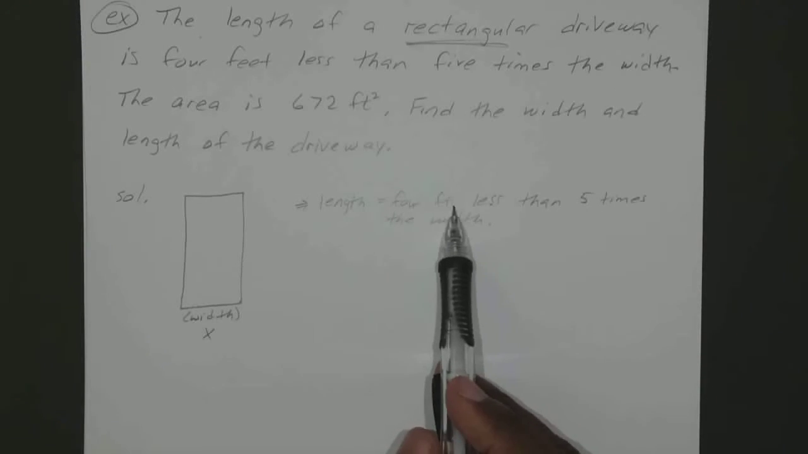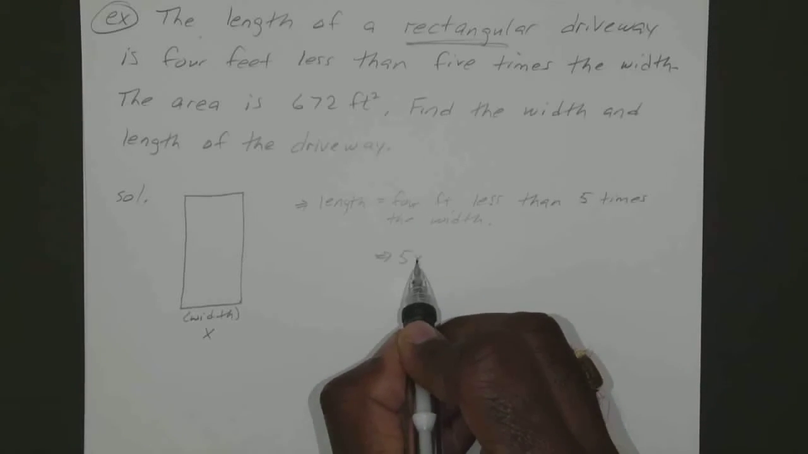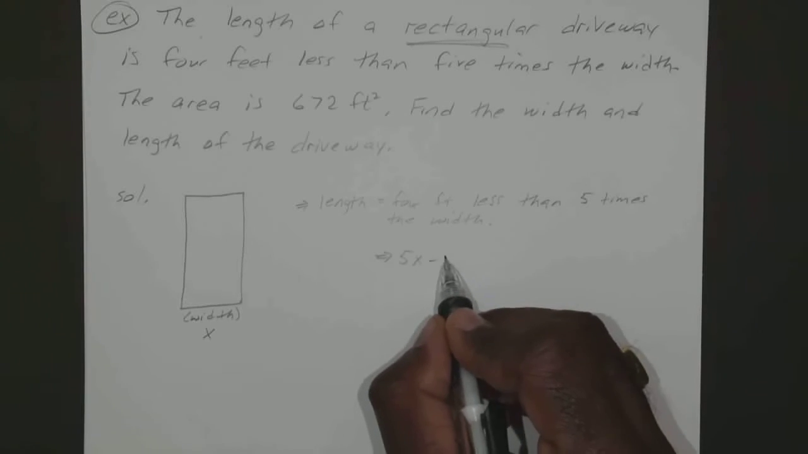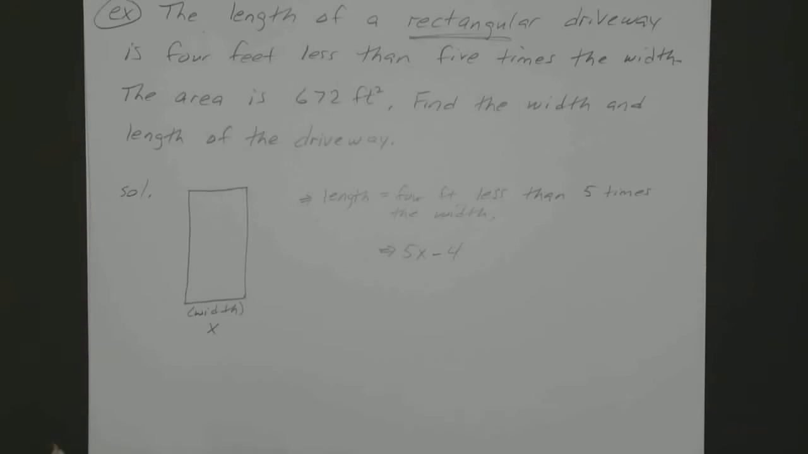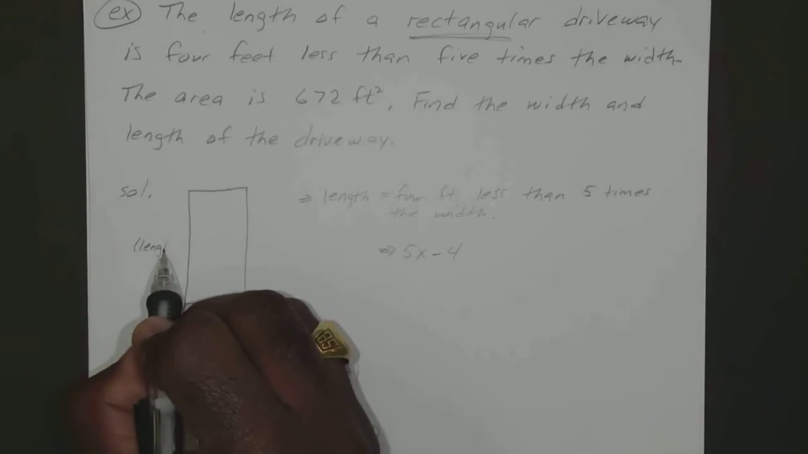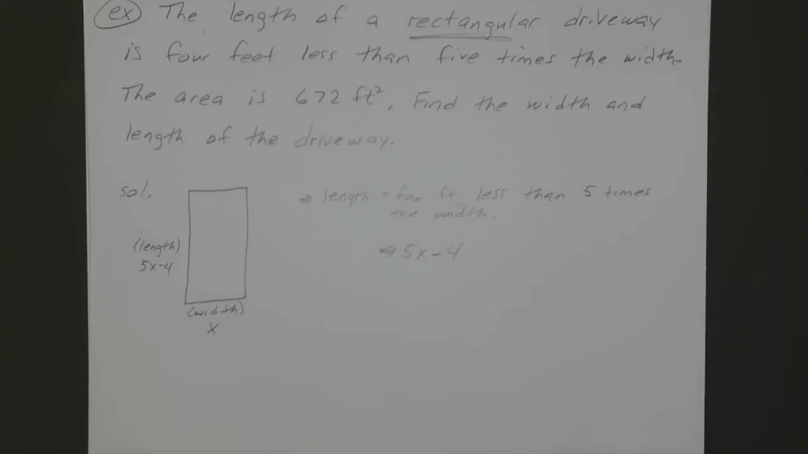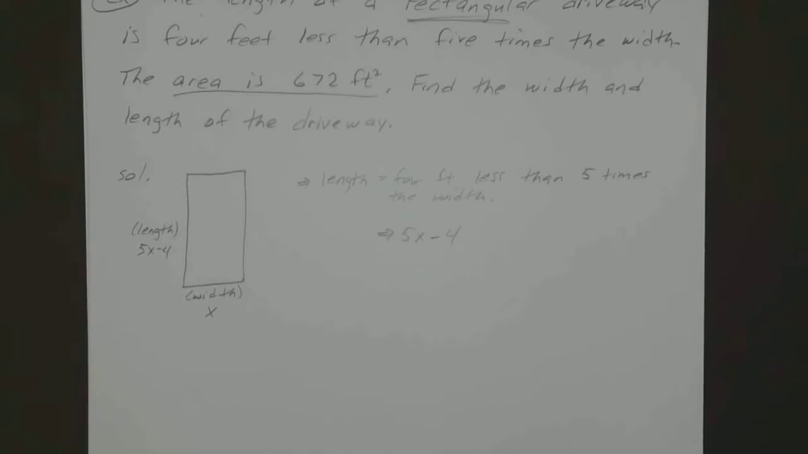Okay, so 4 feet less than 5 times the width, 5 times the width is 5 times x. 4 feet less than that is 5 times x minus 4. Okay, so we know that our length, I'll put it over here, is 5x minus 4. And we're given that the area is 672 feet.